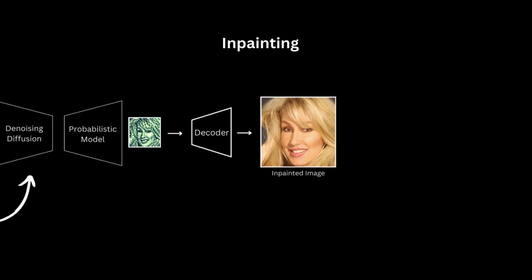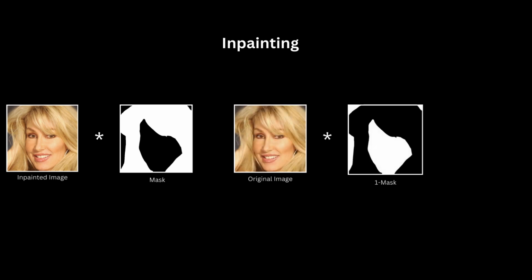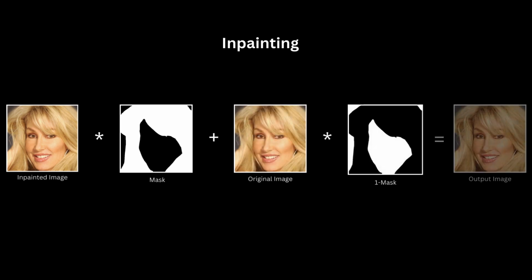And as I had mentioned before, for LDMs, after generation, we combine the original image and the generated image using the mask and 1 - mask to get the output image. This is so that the pixels belonging to non-masked regions are exactly the same as the original image.